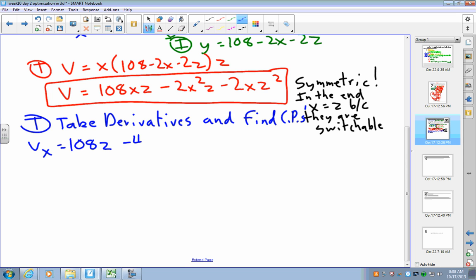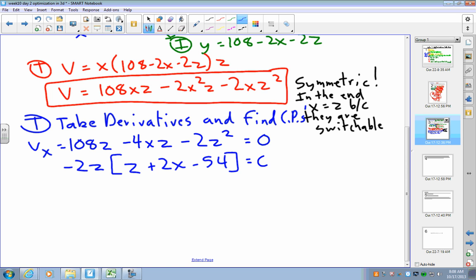108z minus 4xz minus 2z squared. And I want to set that equal to 0. Okay. All I would do for right now is pull out a negative 2z, and I would get out of that, I'm going to rearrange things, z plus 2x minus 54 equals 0. I'll come back to that in a second.